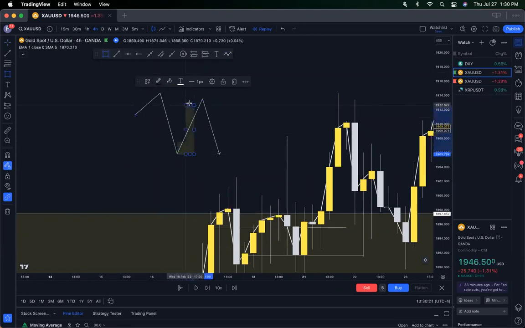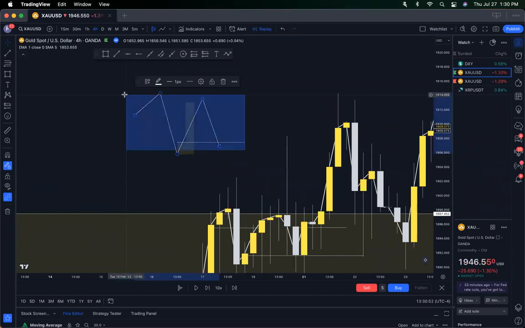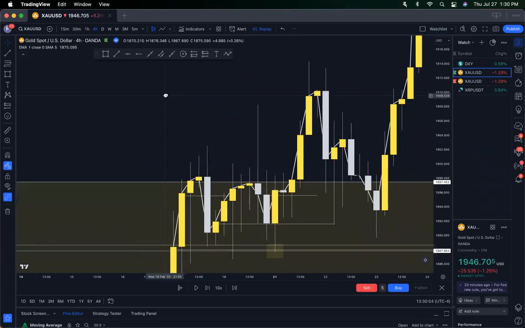From here on out, instead of waiting for this to happen, the break below this level is enough to tell you that this SNR is going to break. Simply that. Backtest it enough and you'll see what I mean by that. Okay? Right. So let's continue with our flow.